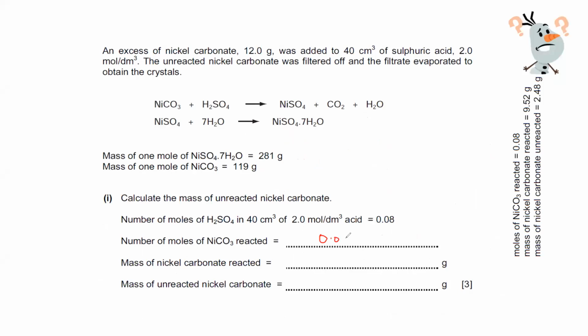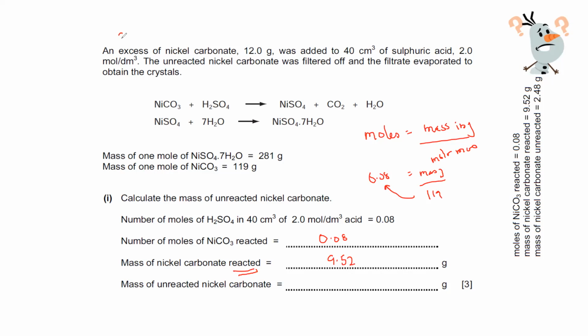So this was 0.08, and we are using a formula to get the next part: moles equal mass in gram divided by the molar mass. The moles were 0.08, mass in gram is unknown, and the molar mass is 119. So 119 is divided, on the other side it will be multiplied. So 0.08 multiplied by 119 will be equal to 9.52 grams. So 9.52 gram is what has reacted.